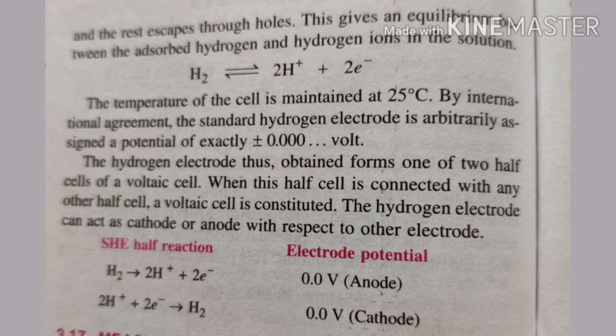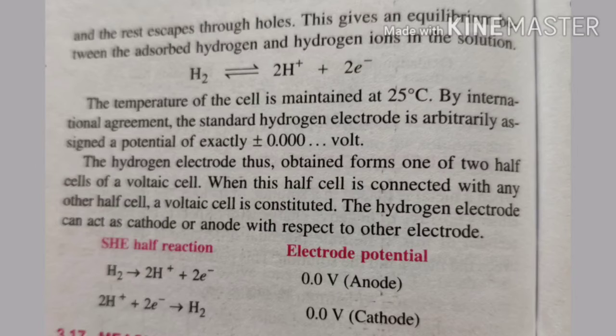Now the standard hydrogen electrode half cell reaction is: H2 ionizes to give 2 H plus ions with the loss of 2 electrons. That is the oxidation of hydrogen, its electrode potential is 0 volt, and it will act as anode. Similarly, 2 H plus ions from the solution will gain 2 electrons and convert into hydrogen gas. The electrode potential is again 0 and it will work as cathode.